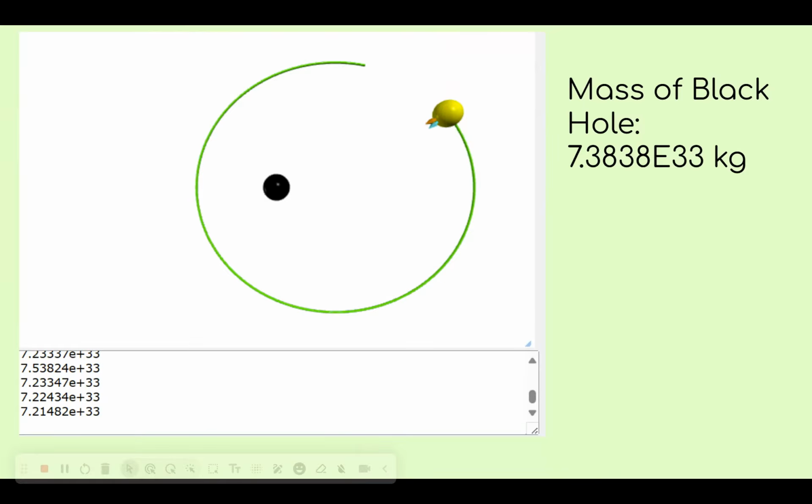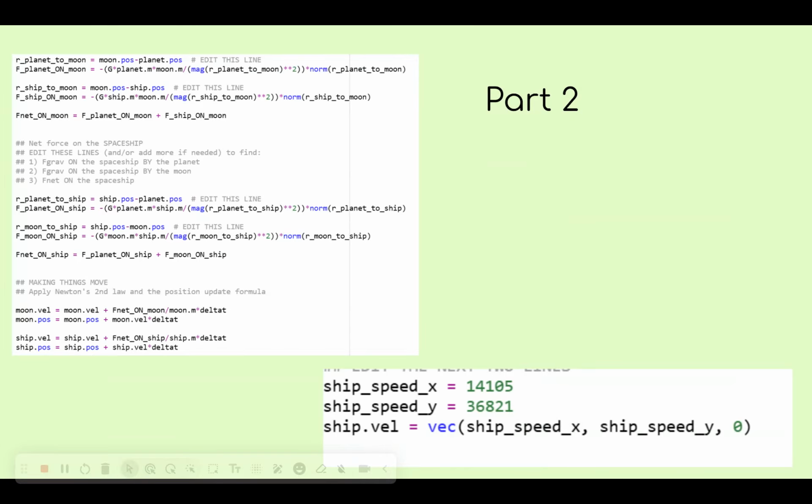This image shows the output of the code, and the final calculation shows a mass of 7.3838 times 10 to the 33rd kilograms for the black hole based on my email input. This shows part 2 of the code. I changed my forces on both the ship and moon to reflect gravitational forces with the different masses and radiuses. We also use the position update and velocity update formulas to demonstrate the motion of the moon and ship.